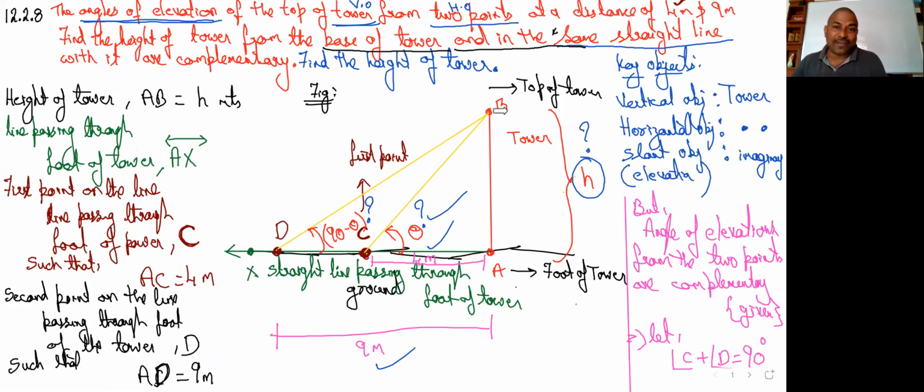But what are the angles of elevation to the top? He did not give the angles. He did not give like 30, 60, 45. Didn't give like that. But he has given the relation between C and D. He said both the angles are complementary. Complementary means the sum of the two angles is 90. Therefore, one of the angles we took as theta and the other angle we took as 90 minus theta. Then how many triangles we have? Two triangles. First triangle is the smaller one, ABC, and the second triangle is the bigger one, ABD, right? I have used both the triangles.